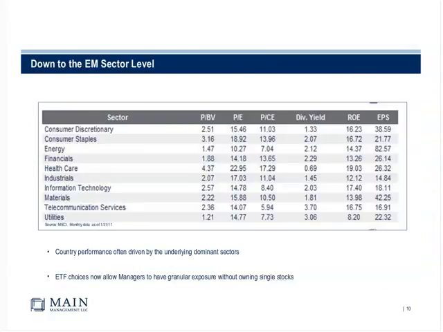Flipping to the next one, we've gone one level deeper. We've gone from the countries to the individual sectors. So these are the emerging market sector levels as a whole. And again, you've got the same valuations: price to book, PE, price to cash flow, dividend yield, and return on equity. And these are the 10 GICS, the Global Industry Classification Standards.